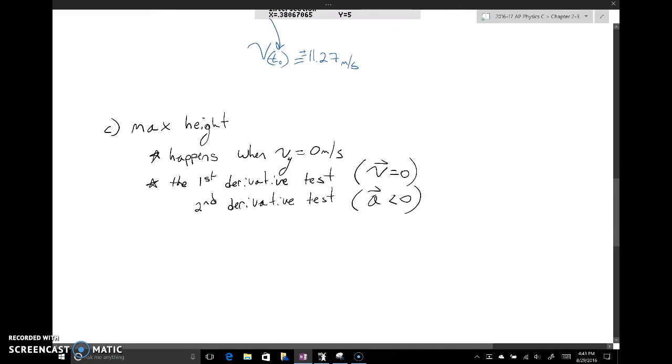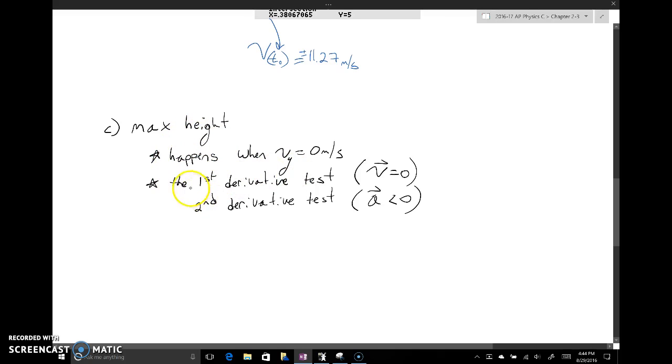Okay, so the next question says max height. Now, from calc, there's a couple of things that we want to relate these types of questions to. Max height is trying to maximize the position function. We find maximums by figuring out when the first derivative is equal to 0, and then using the second derivative test to ensure that it's a max and not a min.